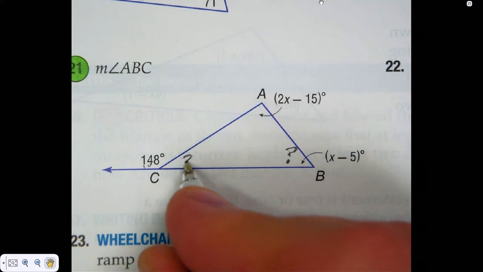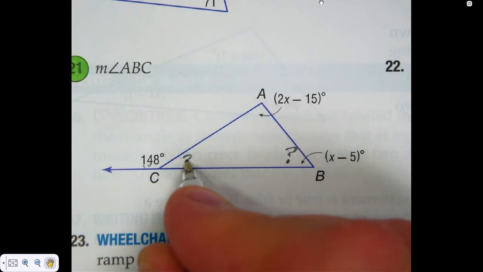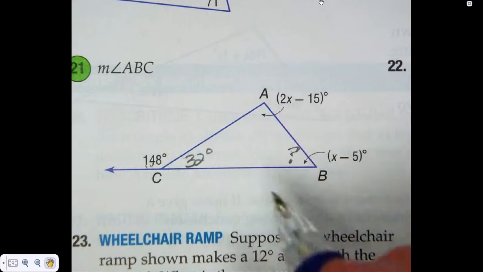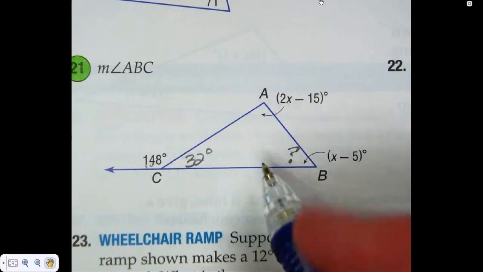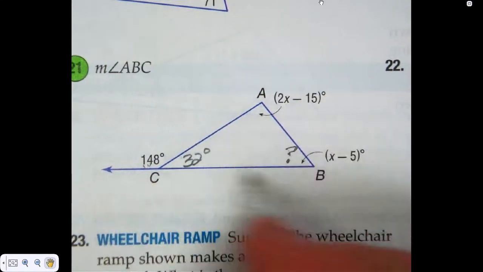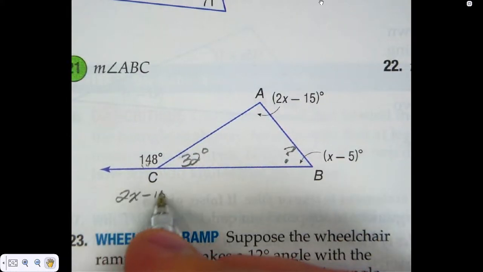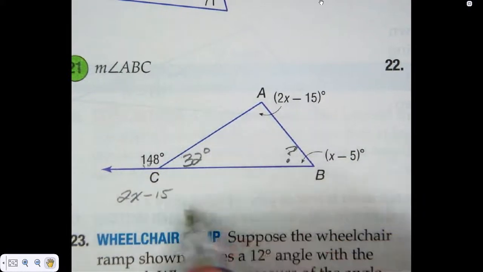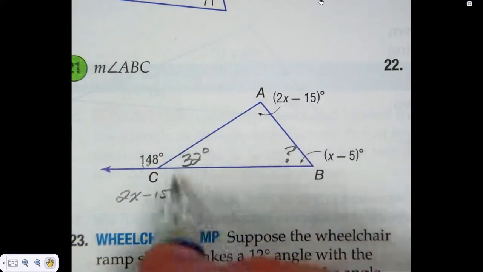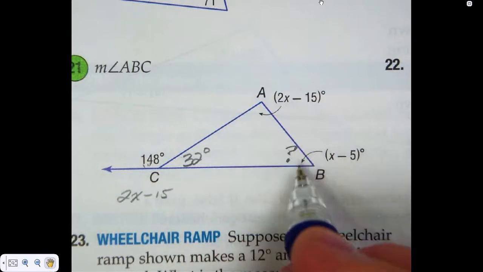Can no one tell me what this angle is? What equation could I write here? What do I know about the angles inside a triangle? 2x minus 15 plus 6. So 2x minus 15. But what do I know about the three angles of a triangle? Equal 180. They add to 180 degrees. So this plus this plus this has to equal what?